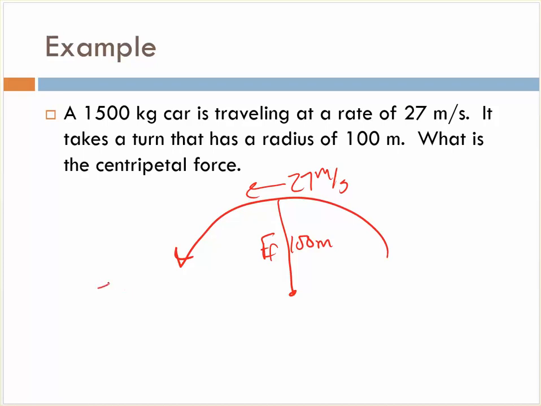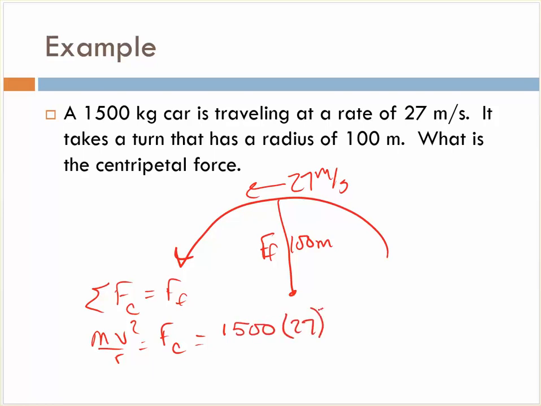So in my sum of forces equation, it's an easy one. The sum of the forces which is supplying the centripetal force is the force of friction. Well, again, mv squared over r is equal to that centripetal force. So our mass is a 1,500 kilogram car. The velocity is 27, and our radius is 100 meters. Our centripetal force then is 10,935 newtons.